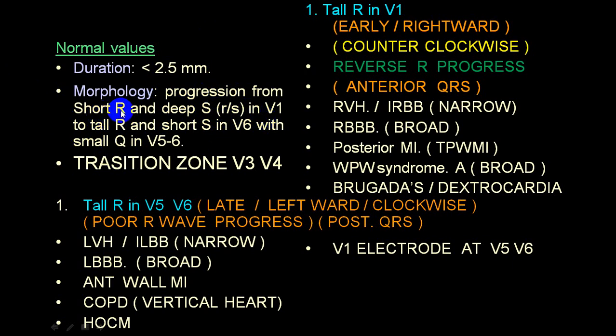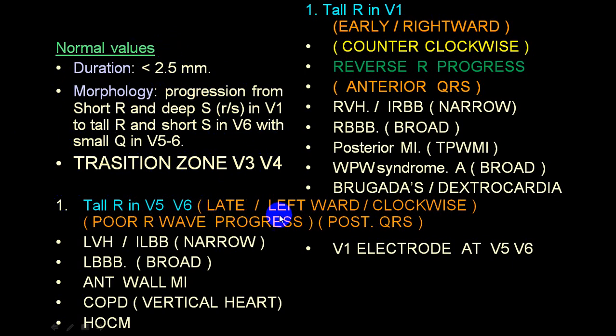Slowly the R wave height becomes taller and taller. So in V1, the R wave is short and the S wave is deeper. As you go towards V5, V6, the R wave is the tallest and the S wave is the shortest. This is classical. And usually in V3 and V4, you will have R wave equal to S wave, which we call the transition zone. This is normal.